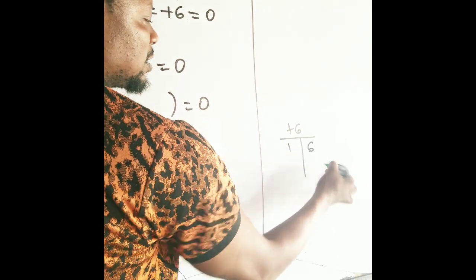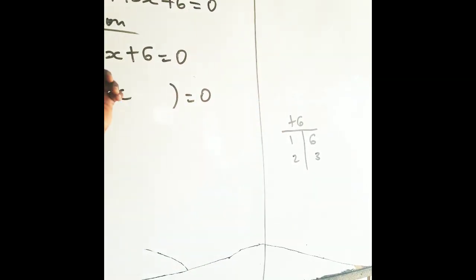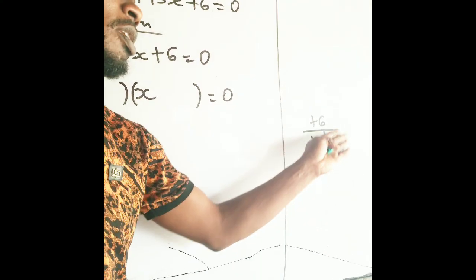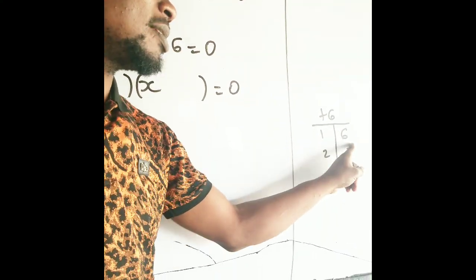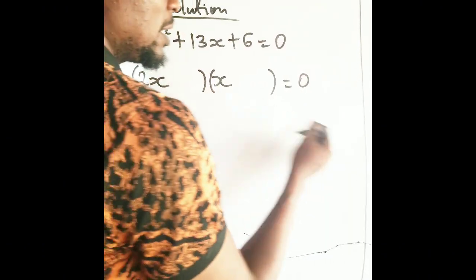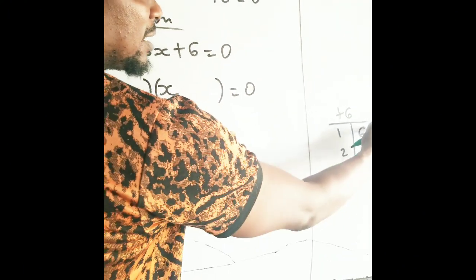We have 1 and 6. We have 2 and 3. Since the sign is plus, plus, the two numbers are going to have plus. So you don't need to swap this, because 1 times 6 and 6 times 1 will still give us 6. Now pick this 2x and x. Then let's test this first.